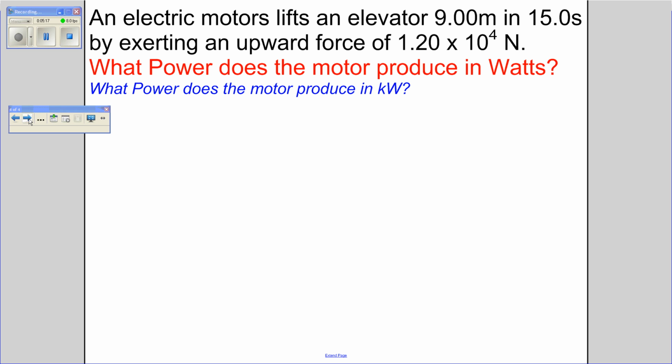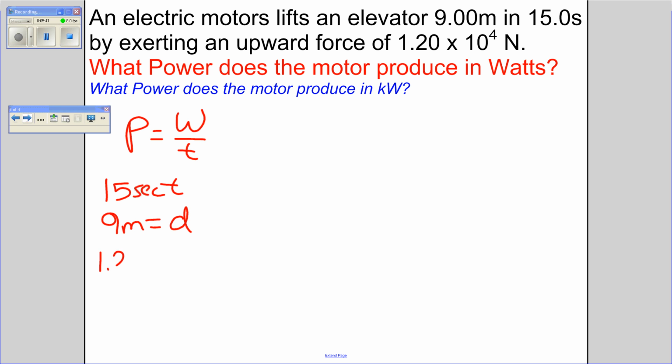Alright, so we're looking for power. And we know power equals work divided by time. Well, we know 15 seconds is our time. But it doesn't anywhere tell us what our work was. But it does tell us that we went 9 meters, so that's our distance, and we exerted a force of 1.2 times 10 to the 4th. Okay, so that's our force.